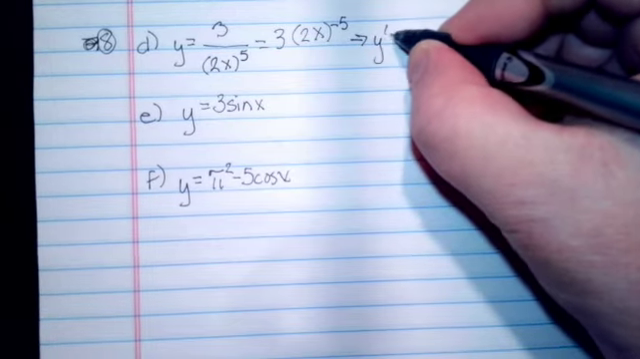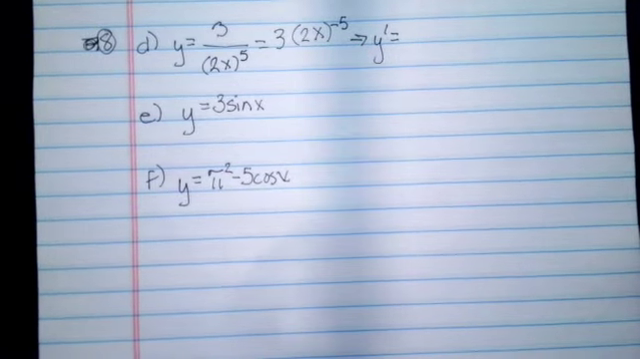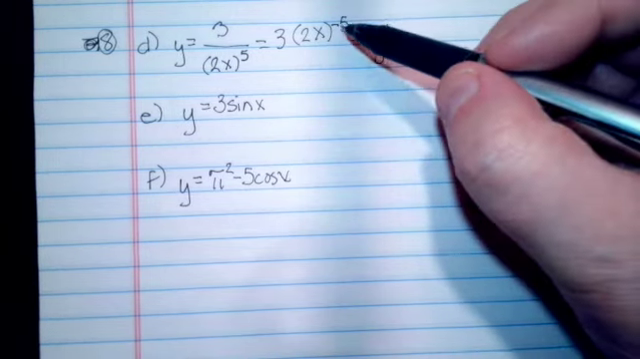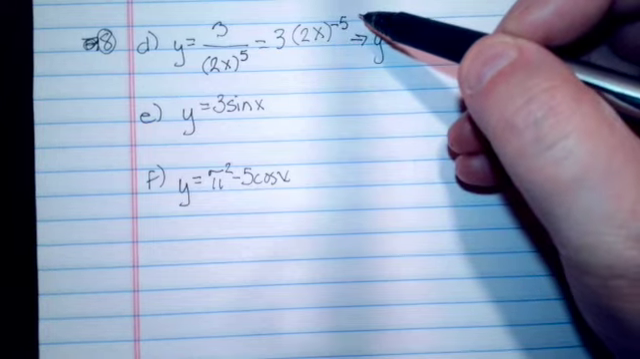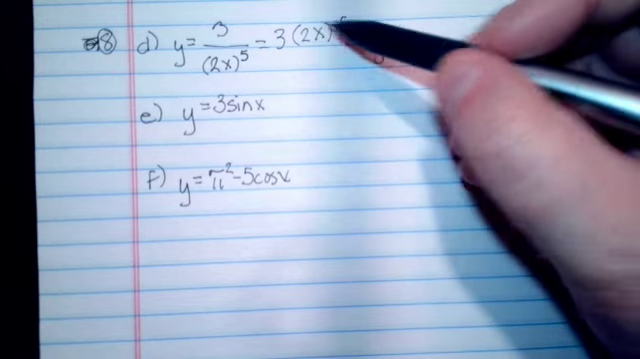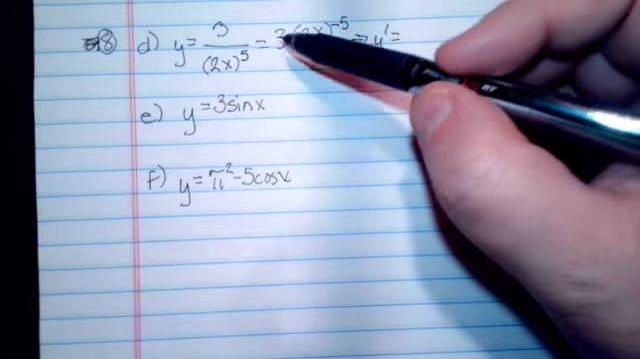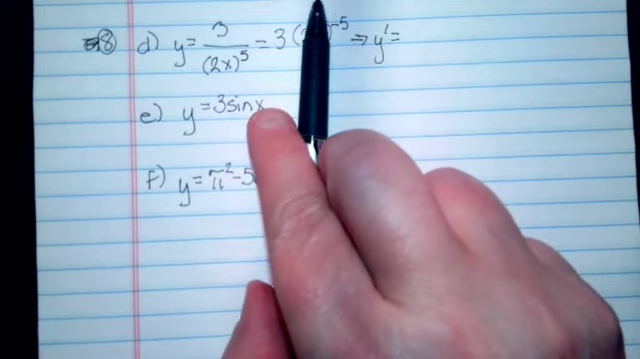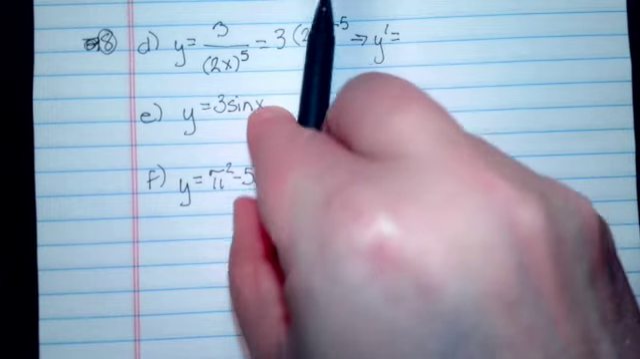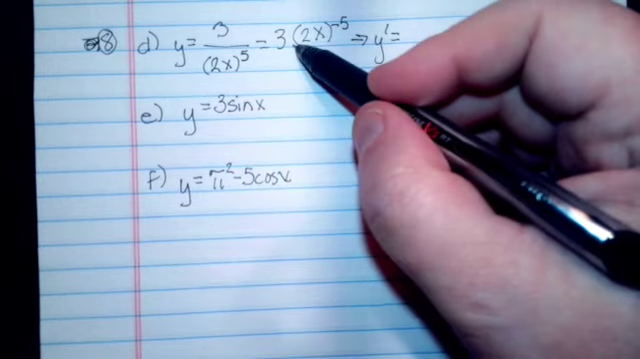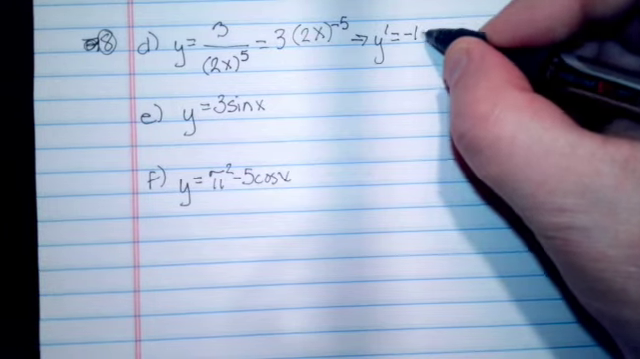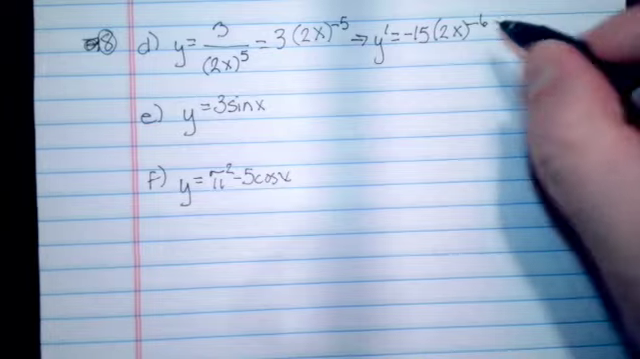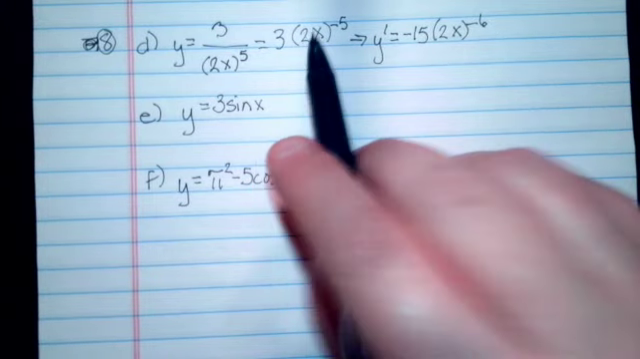Plus, I think it'd be good for you to see this using the chain rule. So what I'm going to do is think of this as an inside function and an outside function. The inside function is 2x, and then the outside function is 3 times that 2x to the minus 5. So I'm going to concentrate on the outside function. We've got 3 times something to the negative 5 power. I'm going to bring that negative 5 down and multiply it by the 3. That's going to give me negative 15 times 2x to the negative 6 power. And then I need to multiply by the derivative of the inside function, which is 2.